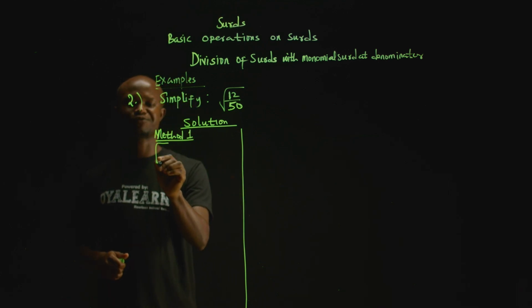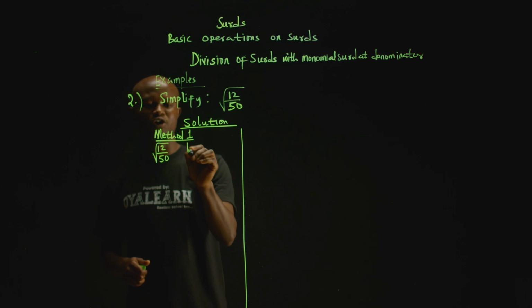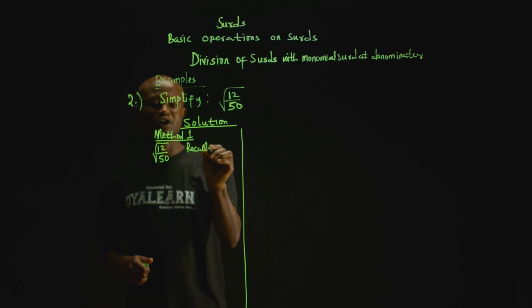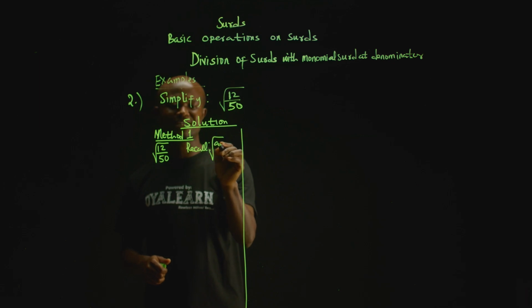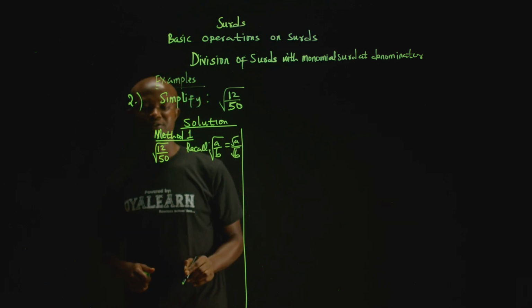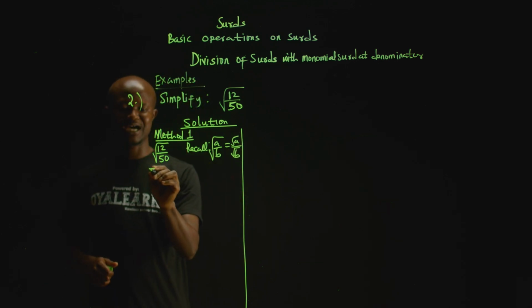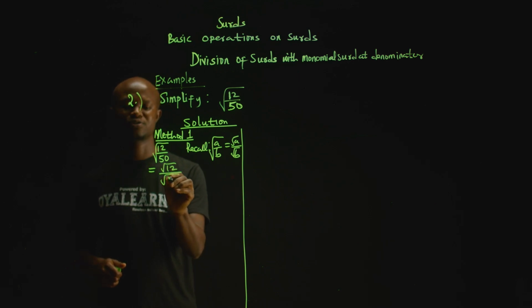We have root 12 divided by 50. The first thing to do is to recall the law of surd, the division law. When you have root A divided by B, it is equal to root A divided by root B. So in this case, we now have root 12 divided by what? Root 50.